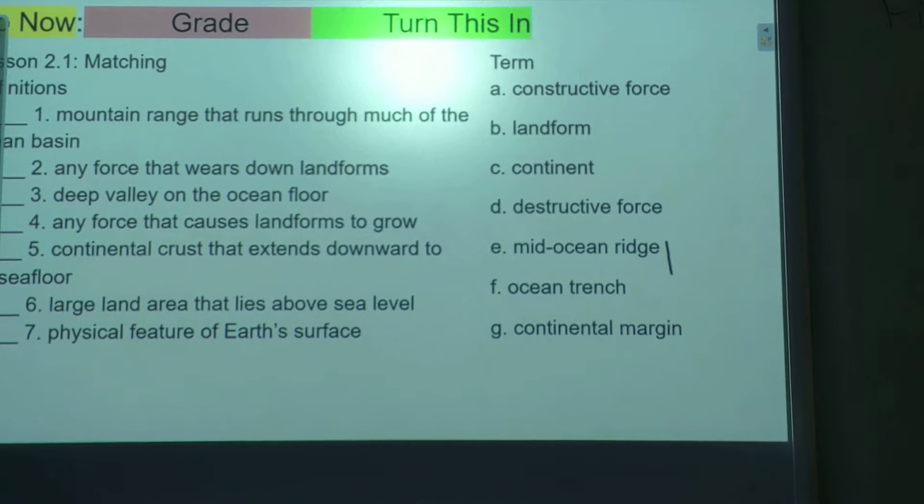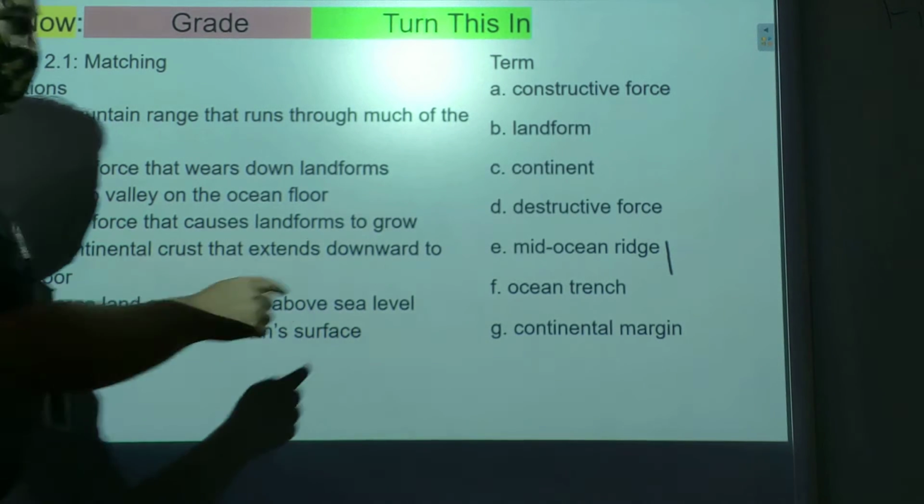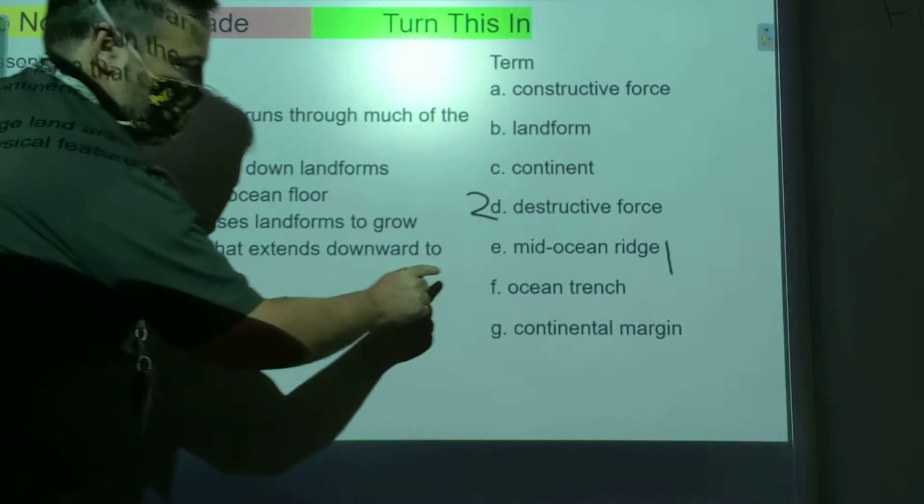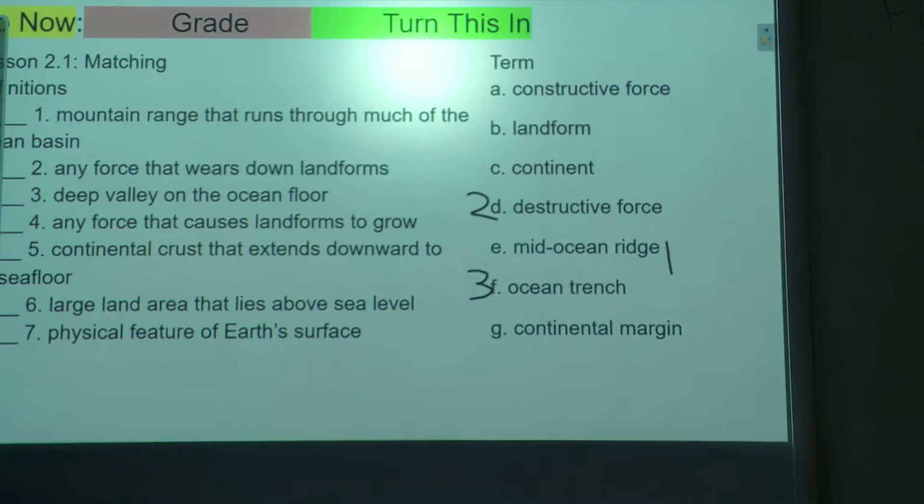Any force that wears down landforms. Destructive force. Okay. Excellent. Deep valley on the ocean floor. That would be the trenches. Any force that causes landforms to grow. Destructive force.